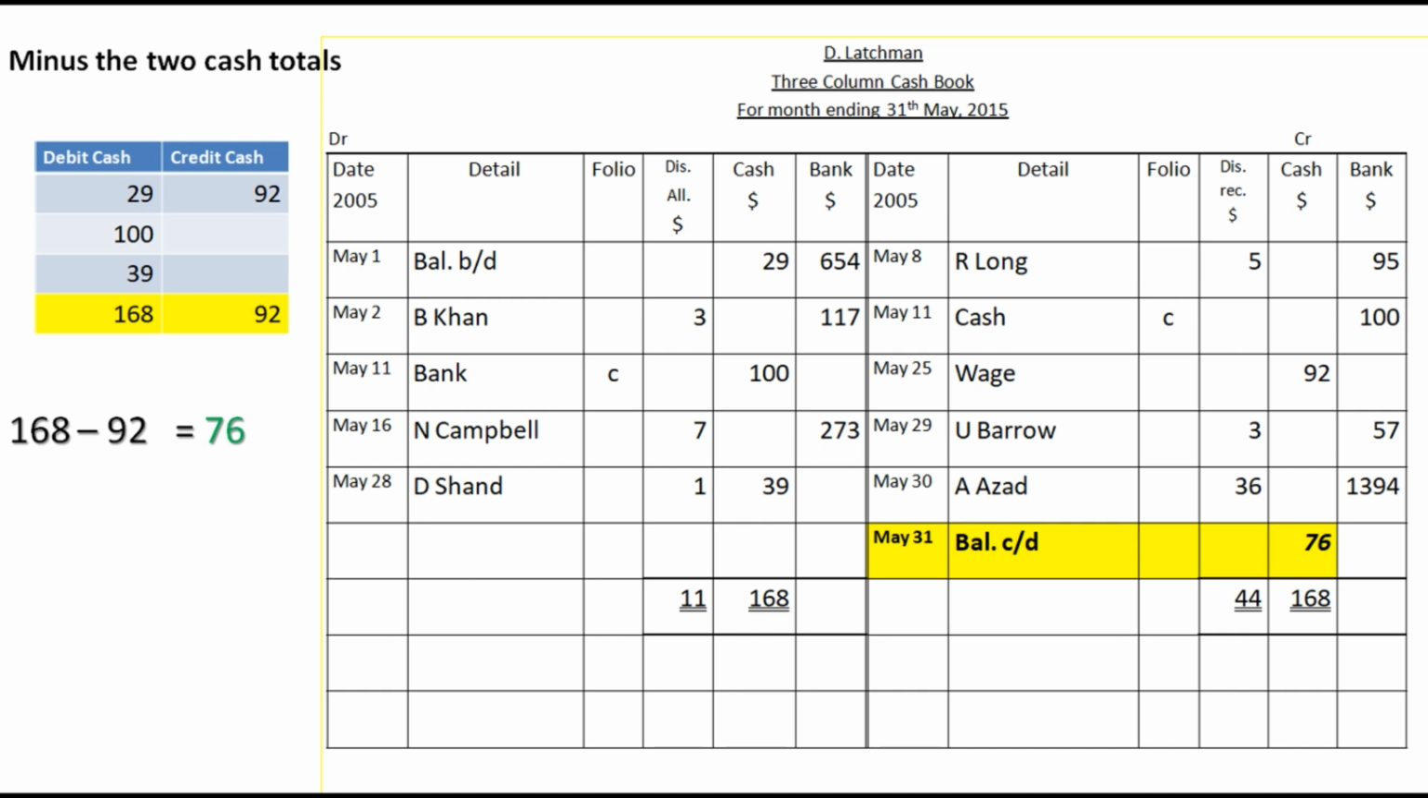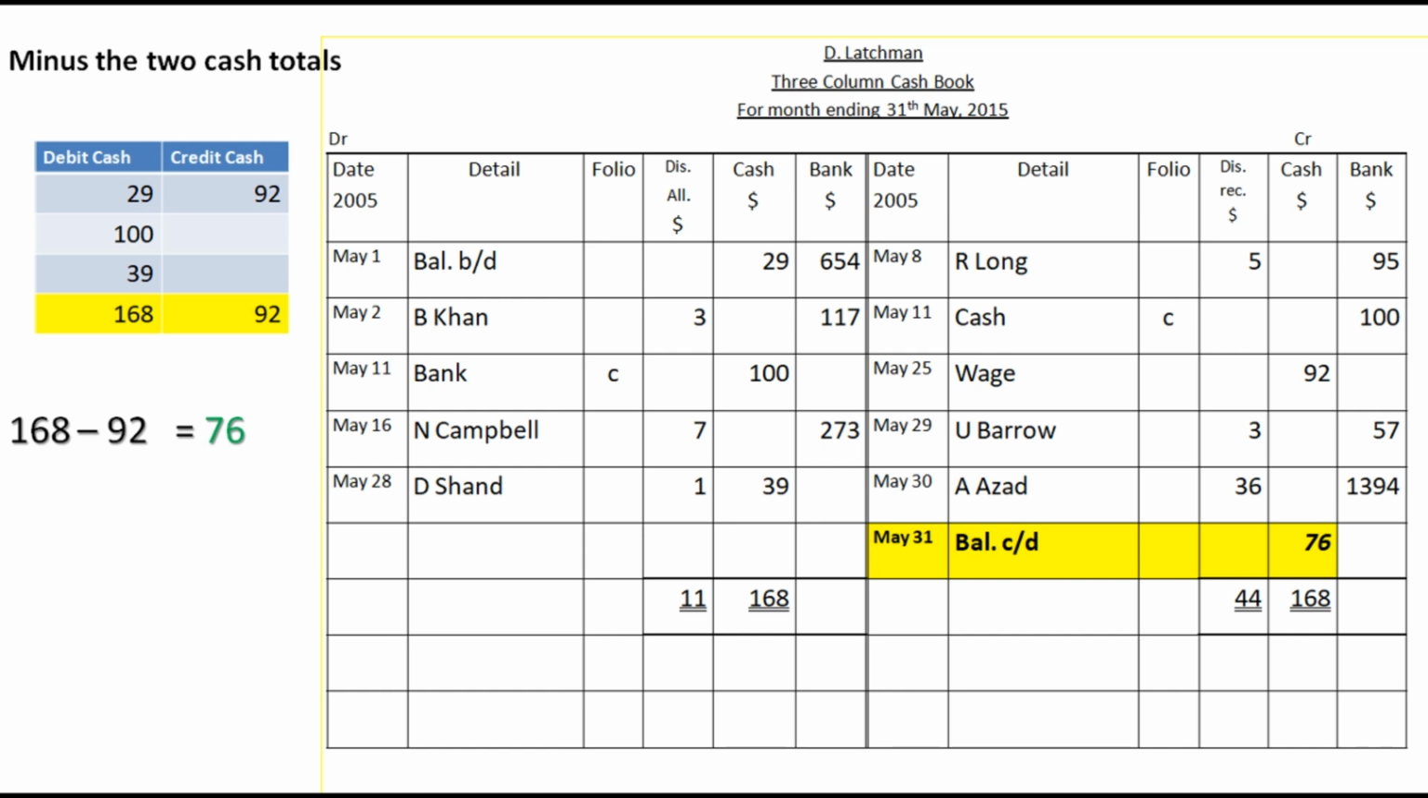This figure shows that this is the extra amount of cash that we have left after we have paid out or spent all of our expenses for that month. We have $76 remaining. When we add up 92 and 76, we will end up with $168. So both sides of the cash account will balance.